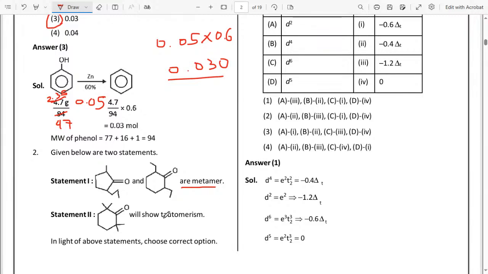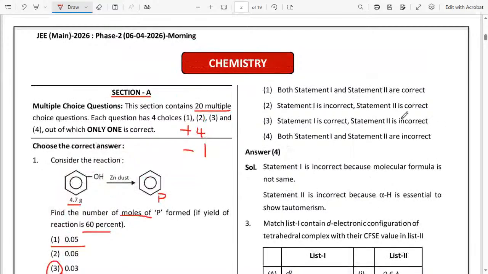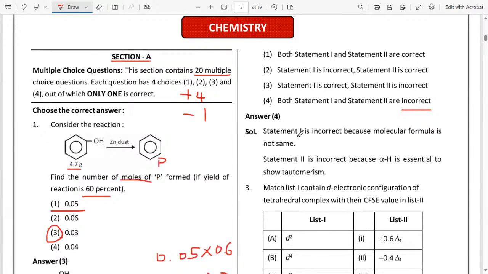Statement 2 says it will show tautomerism. For a ketone to show keto-enol tautomerism, there must be an alpha hydrogen, here or here. Then only it can give a tautomer. But there is no such hydrogen, so it will not show tautomerism. Statement 2 also is wrong, and statement 1 also is wrong. So in light of the above statements, choose the correct option. Statements 1 and 2 are incorrect, because statement 1 is incorrect as the molecular formula is not the same, right? One is a 5-membered ring, the other one is a 6-membered ring.